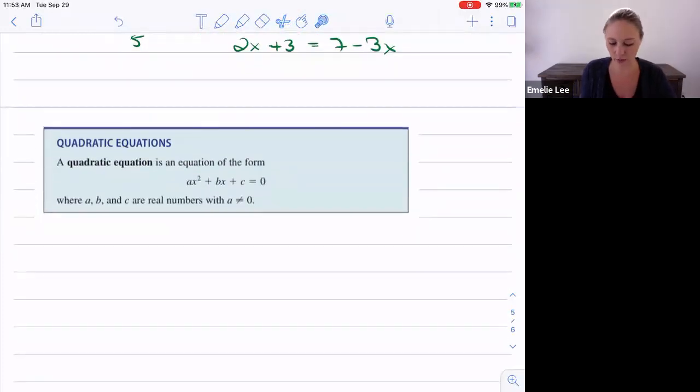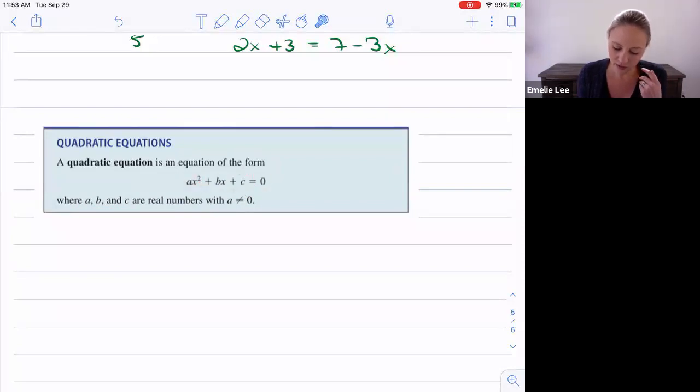So a quadratic equation is any equation where you have some a times x squared plus b times x plus c equals 0, where a, b, and c are real numbers, and of course a can't be 0, because if a is 0, then there's no x squared term, and all of a sudden you just have bx plus c, which is not a quadratic anymore. So as long as you have an x squared term, you can call it a quadratic.